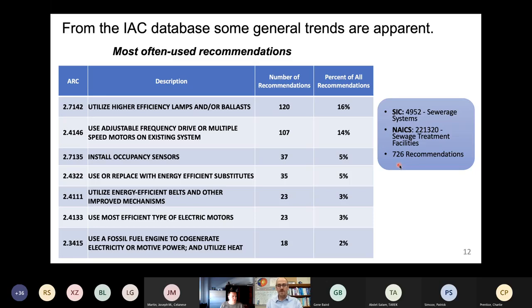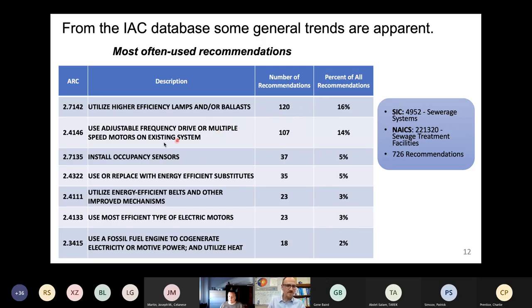And when I ran this, there were 726 individual recommendations made through the IAC program at these types of facilities. Now, oddly enough, the first one has nothing to do with wastewater treatment itself. 120 of those recommendations were just utilizing higher efficiency lamps or ballasts. So even at wastewater treatment plants, the revolution in lighting is apparent, and you can save money by reducing lighting.